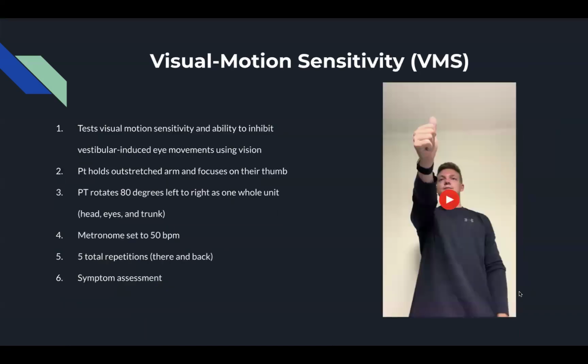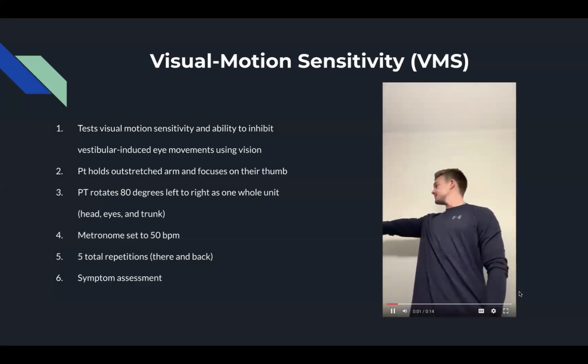The final exam is the visual motion sensitivity exam. This tests the visual motion and ability to inhibit vestibular-induced eye movements using vision. The patient holds an outstretched arm and focuses on their thumb. The patient rotates a total of 80 degrees, right to left as one whole unit. This includes the head, eyes, and trunk. They will rotate to the metronome at 50 beats per minute for 5 total repetitions there and back.